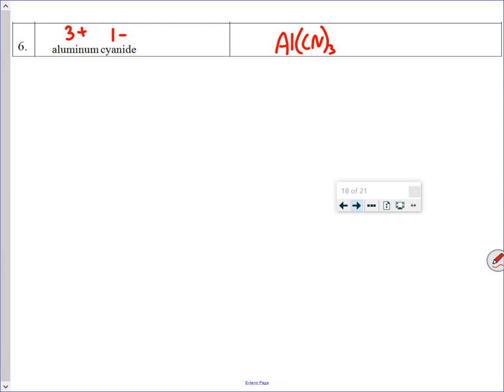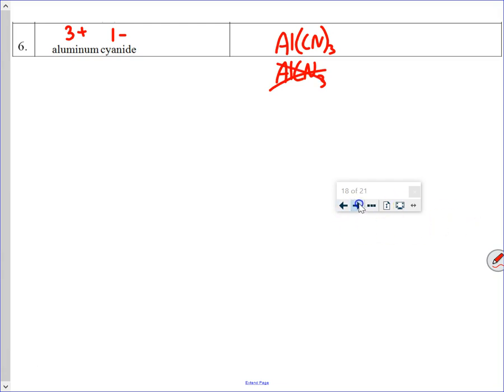Okay, so that's the correct answer. Now, if you did it this way, like that, that is incorrect. All right? When you write it out like this, what that tells me is that you have 1 aluminum, 1 carbon, and 3 nitrogens. When in reality, what we need is 1 aluminum, 3 carbons, and 3 nitrogens. So that polyatomic ion, that cyanide, CN, it stays together. We have to show that if we have 3 total, that means we have both 3 carbons and 3 nitrogens, and the parentheses help us do that. So that lower answer there is incorrect.